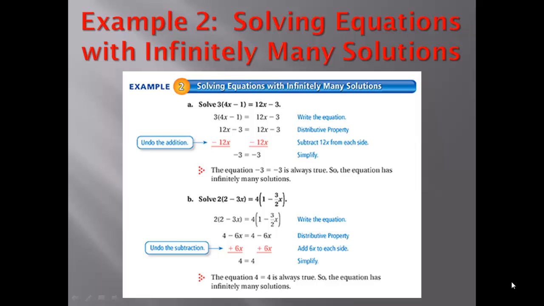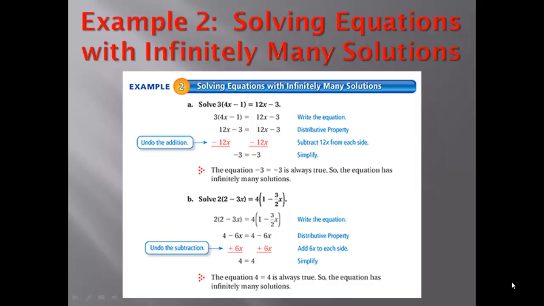For our second example, we're going to solve 2 times the quantity 2 minus 3x equals 4 times the quantity 1 minus 3/2 x. Our first step is the distributive property. 2 times 2 is 4, and 2 times 3x is 6x. So on the left-hand side, we have 4 minus 6x. On the right-hand side, we're going to do 4 times 1, which is 4, and 4 times 3/2 x is 6x. So on the right-hand side, we have 4 minus 6x.